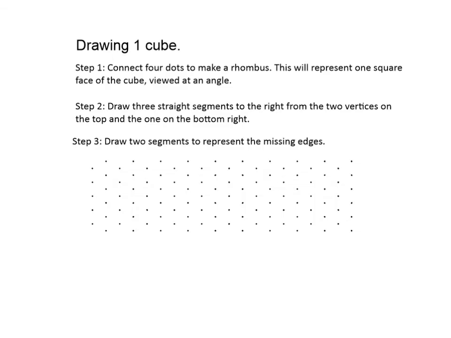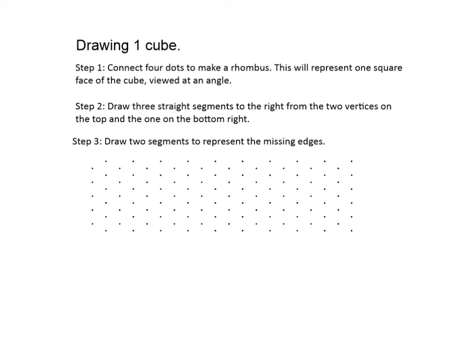Now I'm going to show you how to draw cubes. You're going to connect 4 dots to make a rhombus. This will represent 1 square face of the cube viewed at an angle. Then you're going to draw 3 straight segments to the right from the 2 vertices on the top and the 1 on the bottom right. Draw 2 segments to represent the missing edges. Let me show you what I mean.